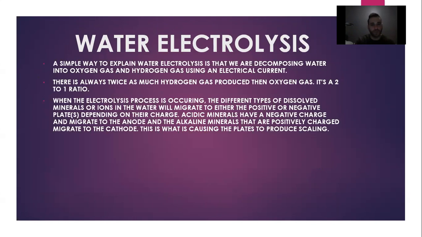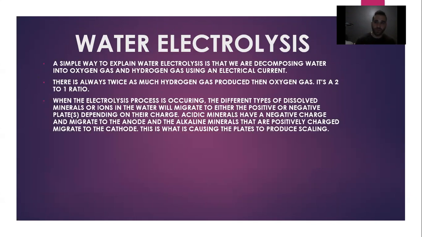When the electrolysis process is occurring, the different types of dissolved minerals or ions in the water will migrate to either the positive or negative plates, depending on their charge. Okay, so acidic minerals have a negative charge and migrate to the anode, the positive plates, and the alkaline minerals that are positively charged migrate to the cathode, the negative plates. This is what is causing the plates to produce scaling. So the longer you run the product, the more of these minerals that are already found in your tap water or well water are going to migrate and stick to the plates. And that's what's producing the scaling.